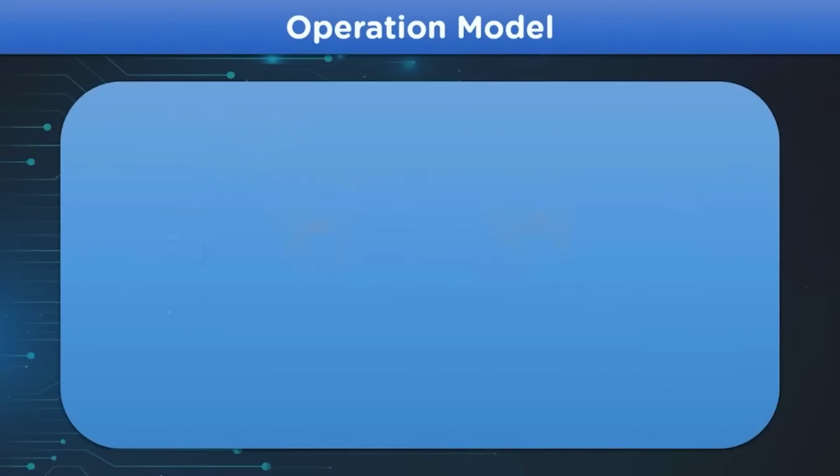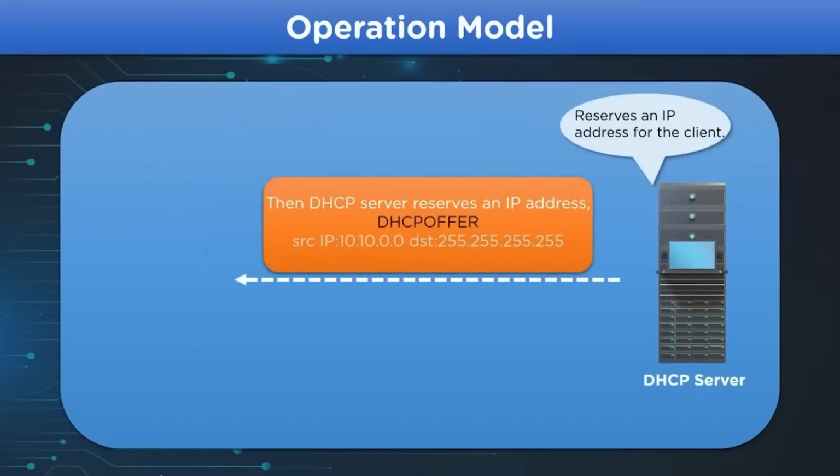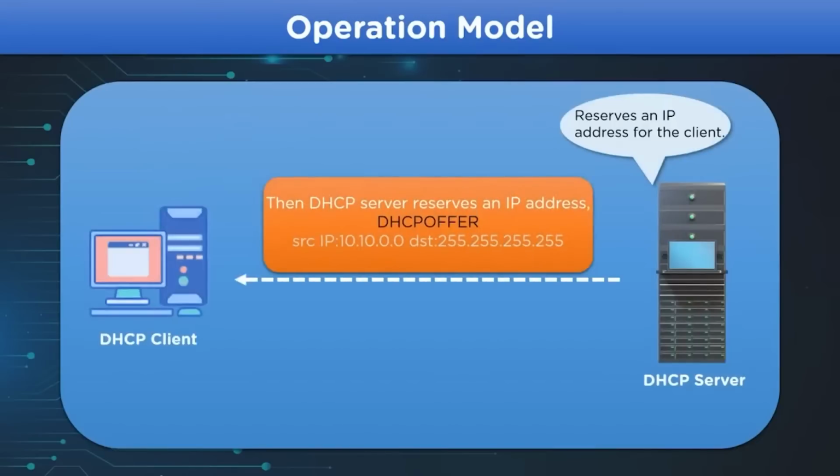The second phase is when the DHCP server receives the DHCP message. According to the message, the DHCP server reserves an IP address for the client and offers network configuration information, including subnet mask, default gateway, and preferred DNS server.